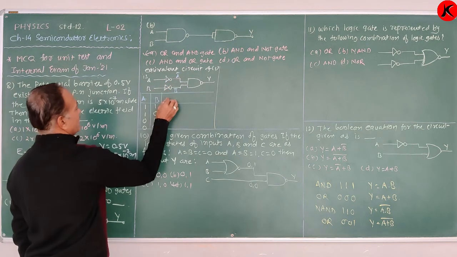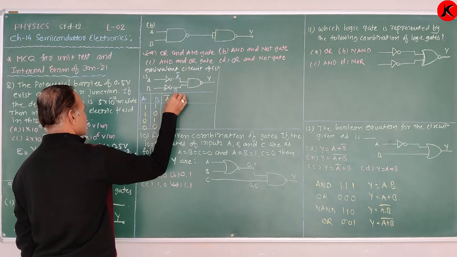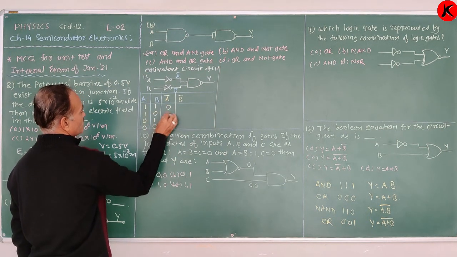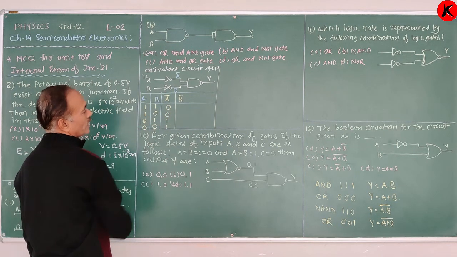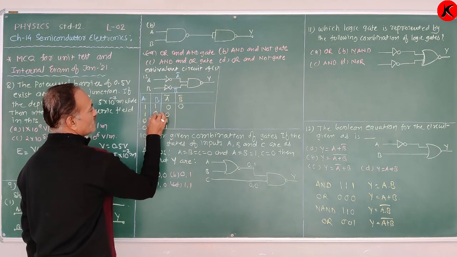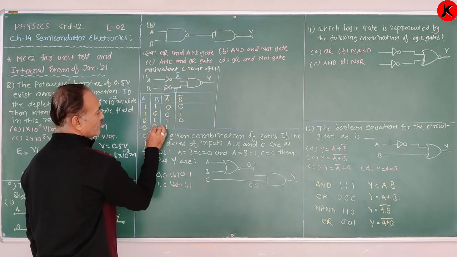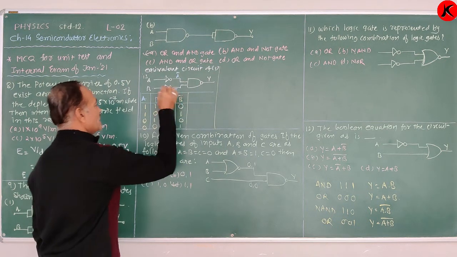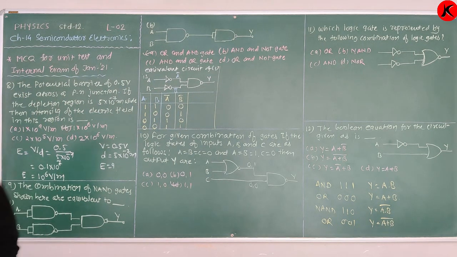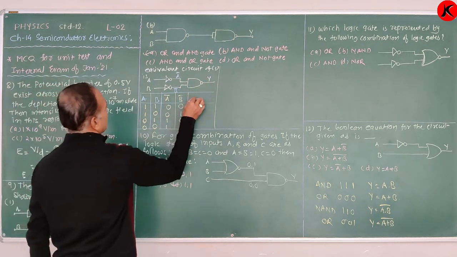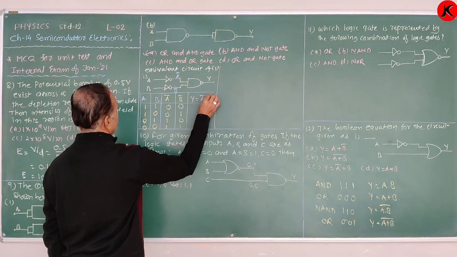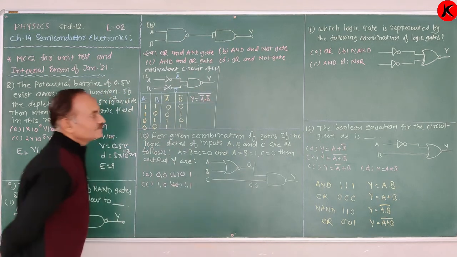Now here is the inverted A, the output of the first NOT gate, and here also inverted B. In the output of this NOT gate, 1 becomes 0, 0 becomes 1, 1 becomes 0, 0 becomes 1. These A bar and B bar are the inputs of the NAND gate. Now what is Y? NAND gate, therefore Y is A bar dot B bar, whole bar.